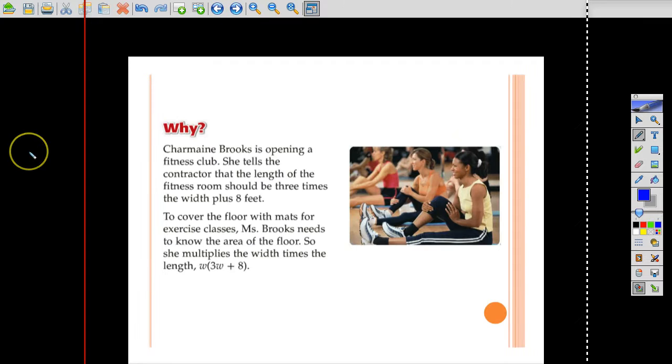Okay, so why? Carmen Brooks is opening a fitness club. She tells the contractor that the length of the fitness room should be 3 times the width plus 8 feet. To cover the floor with mats for exercise classes, Miss Brooks needs to know the area of the floor. So she multiplied width times the length, W times 3W plus 8. Okay, so here is a real scenario that you would use this.